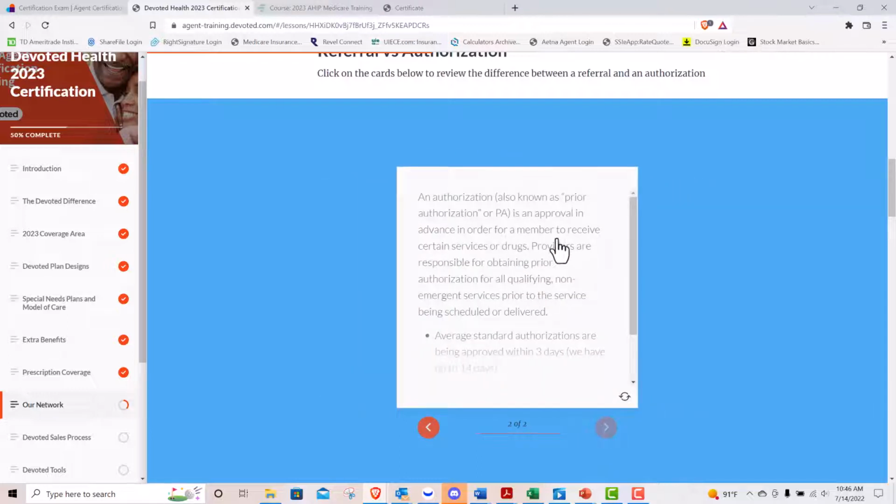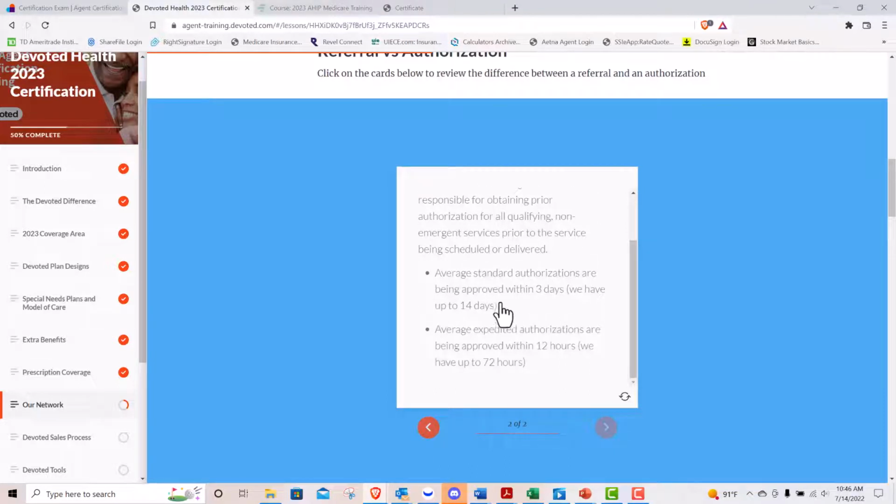Authorization. So authorization, yep, PA is like most hated things. The providers are required to obtain these PAs for certain services that are non-emergent. Scheduled surgeries. Standard authorization is 3 to 14 days. Expedited is 12 hours to 3 days. So you gotta remember that they can delay care this way, right? So be sure to let your members know that we got to go through prior authorizations for major services.